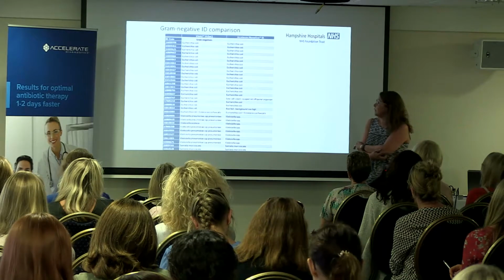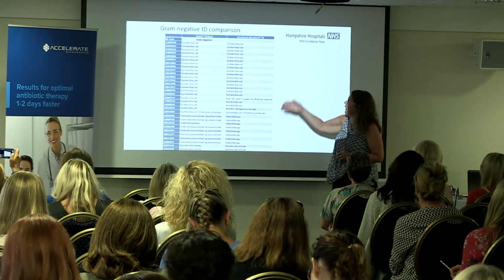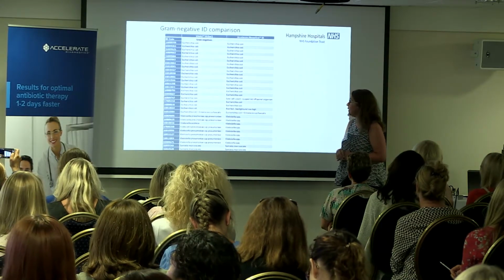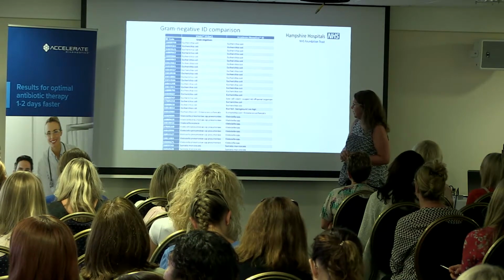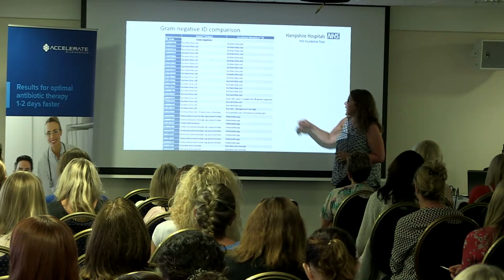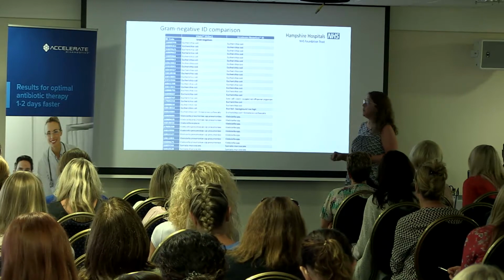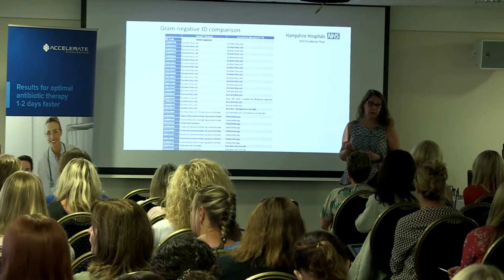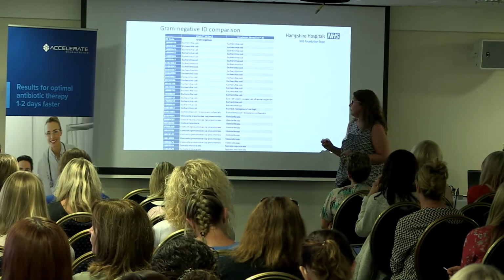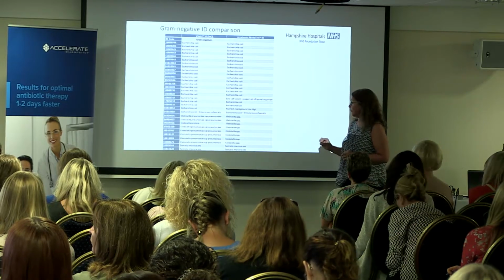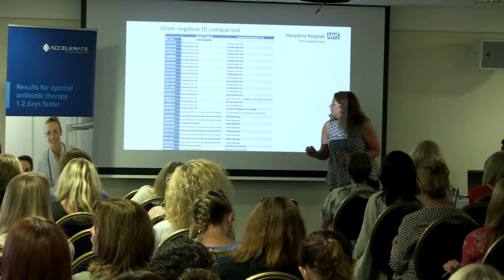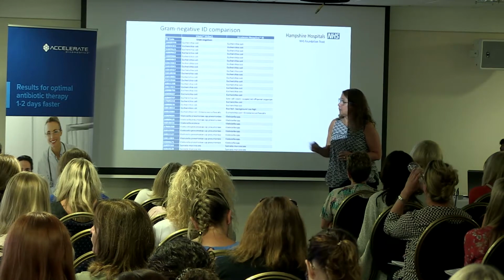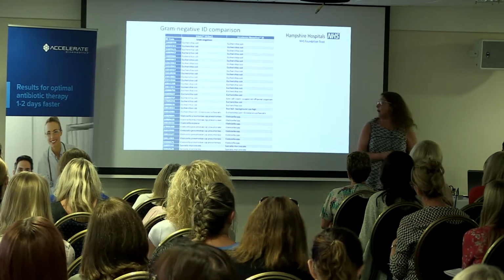I don't know if you can see this clearly here, but most of the identifications matched with the Vitek for our gram negatives. We had one E. coli where the cell count was not high enough in the Accelerate system for it to identify it. So it labelled it as an off-panel organism. And another one there, the background was too high, so it didn't identify the E. coli.